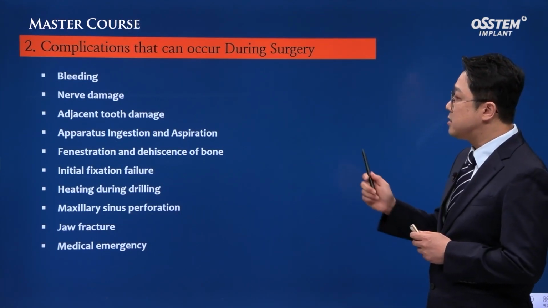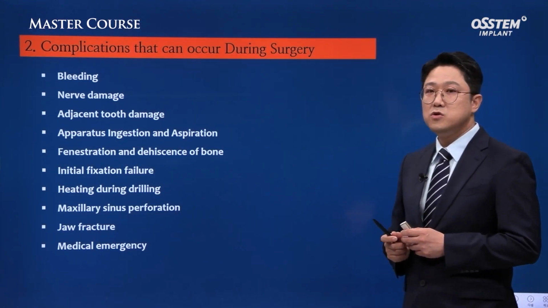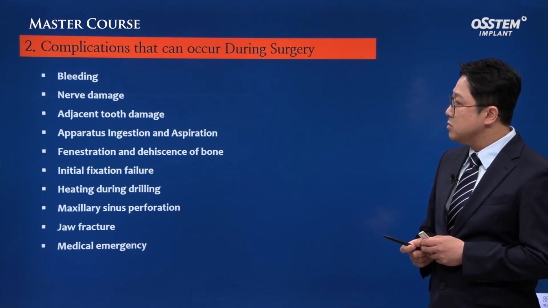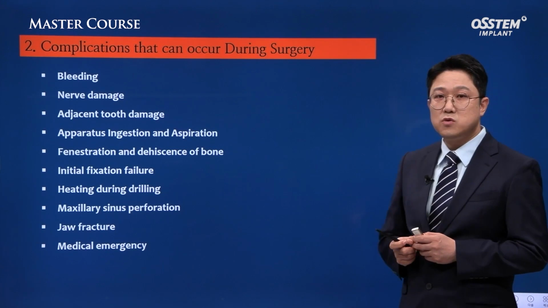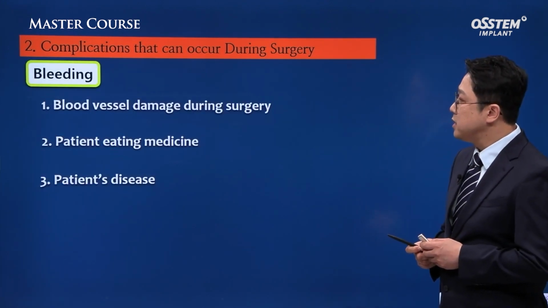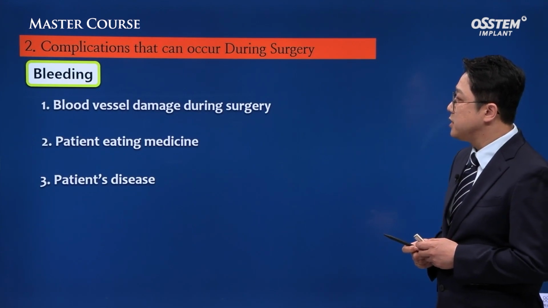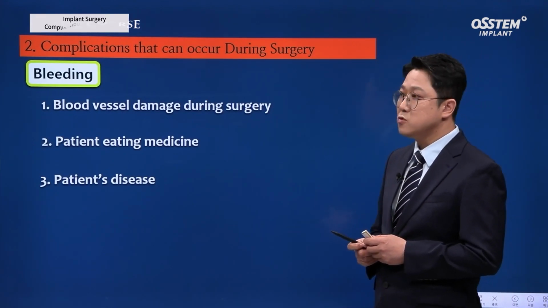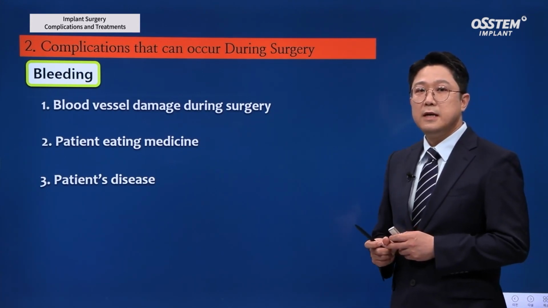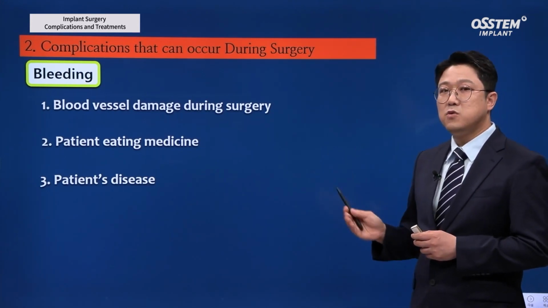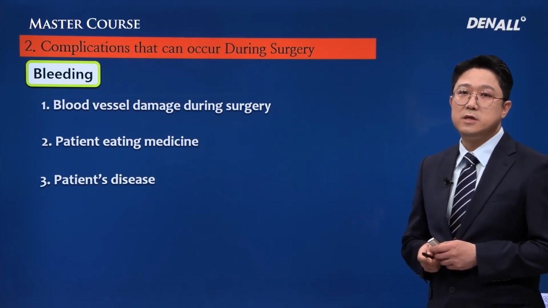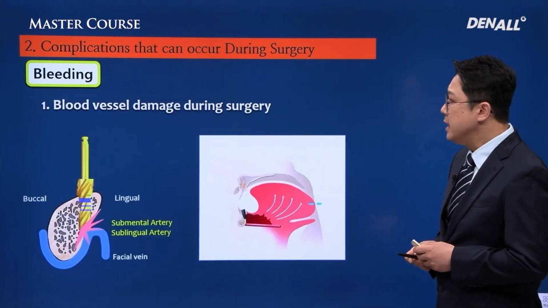Next, I'm going to talk about complications that can occur during surgery. There can be many issues. Let's take a look at these factors. Complications during surgery. One of them is bleeding. It can be caused by 3 reasons. Bleeding can occur when a vessel is damaged during surgery or due to the medicine that the patient is taking. Also, the patient's underlying disease can also be a reason.